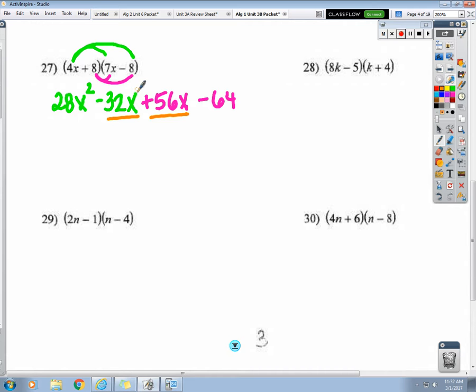That one and that one can combine because they're both just x to the first powers. And so 28x squared just comes down. What is negative 32 plus 56? 24x. And then minus 64. All right, 29.